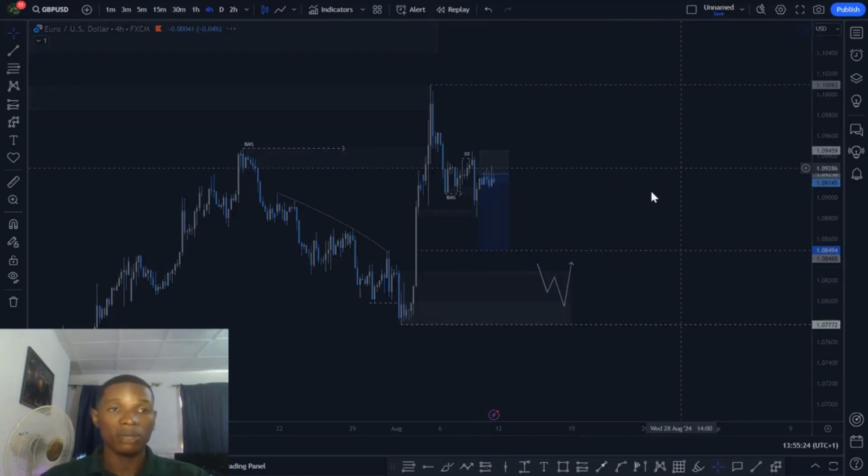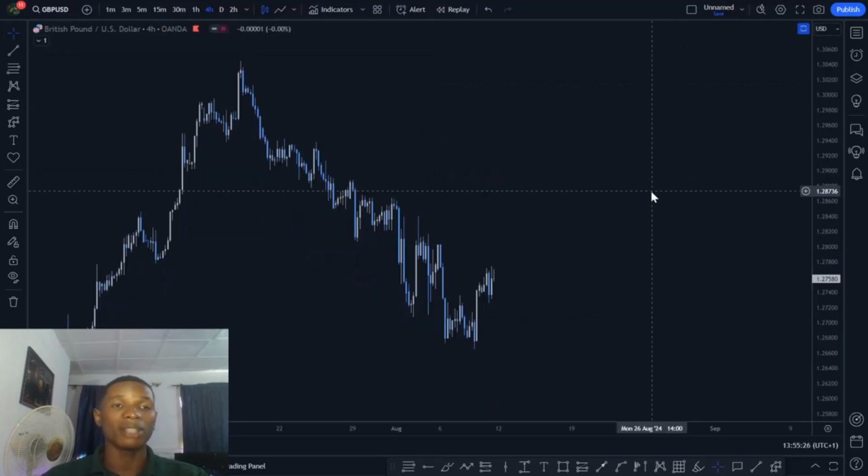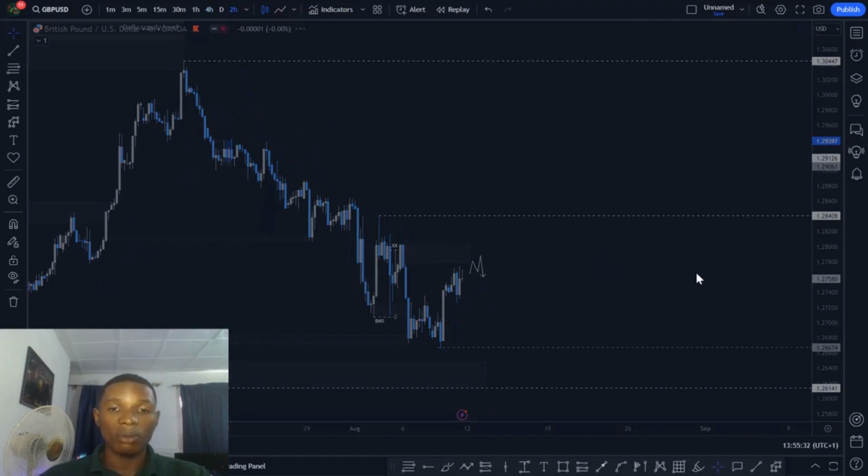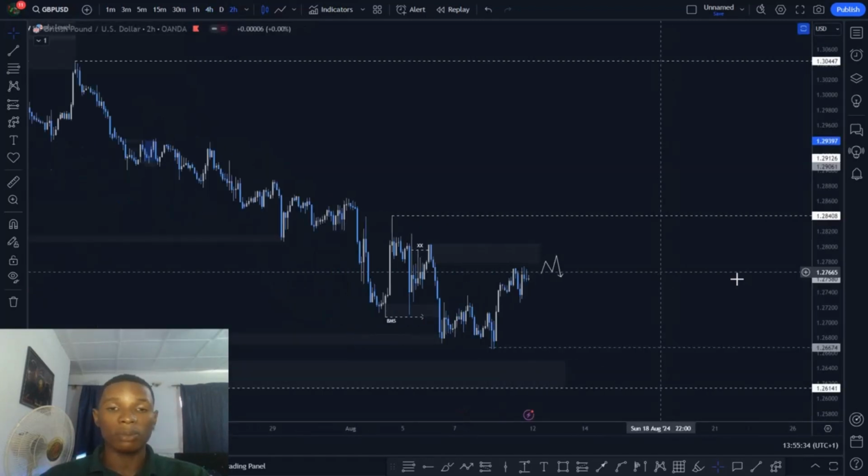I've experienced this over a period of time, and sometimes if it happens like that, if any of them gives us a clean setup, we can make money off it, right? So moving to the 2 hours time frame on GBP USD.